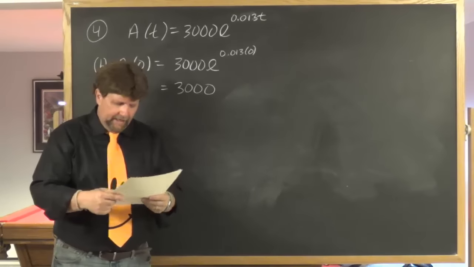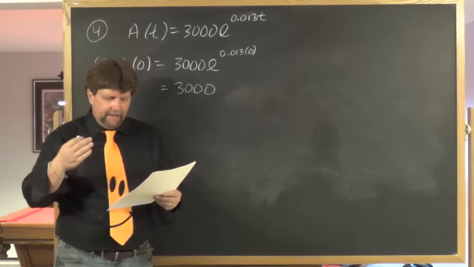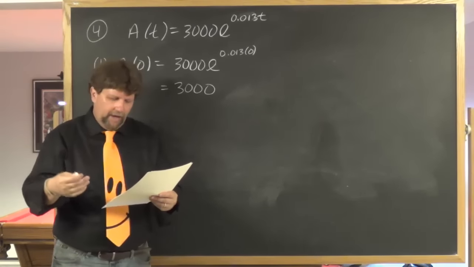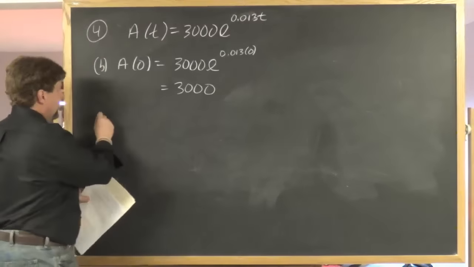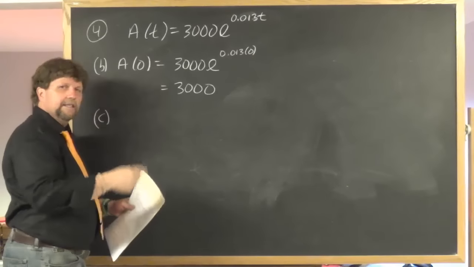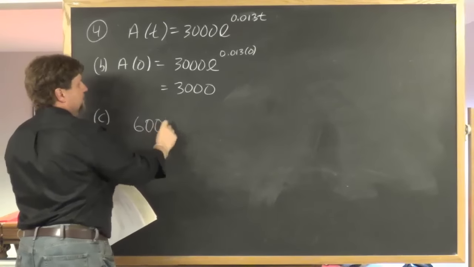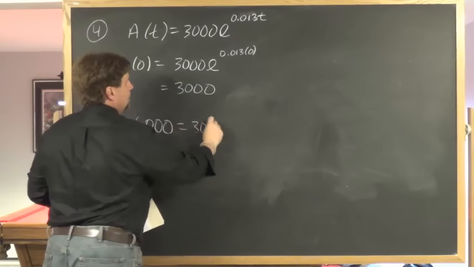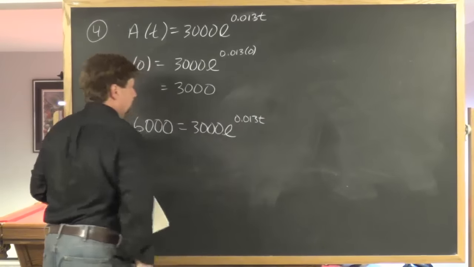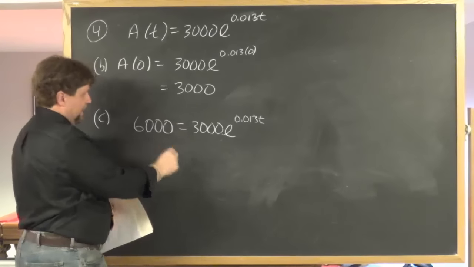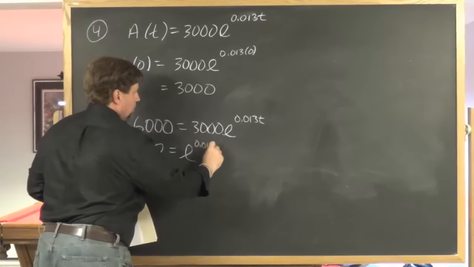Okay, now part C, you're supposed to solve the equation A of t equals 6,000, find the exact answer algebraically, and then use your calculator to get a decimal approximation. So in part C, A of t is 6,000. Put 6,000 in for A of t, and this is what we're trying to solve. Well, divide both sides by 3,000, and you get 2 is equal to e to the 0.013t.